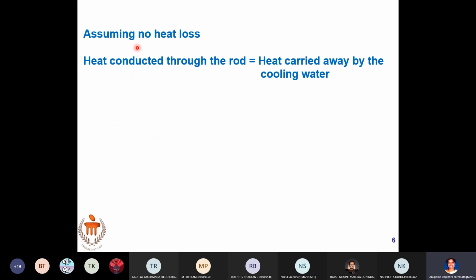Assuming the bar is properly insulated and there is no heat loss, we know that heat conducted through the rod will be equal to heat carried away by the cooling water. Heat conducted through the rod can be written as minus KA dT by dx. Heat carried away by the cooling water is m Cp delta T, so mass flow rate of water, Cp of water, and the thermocouples that measure the cooling water heat transfer, T7 and T6.